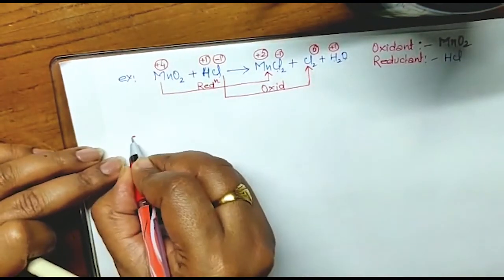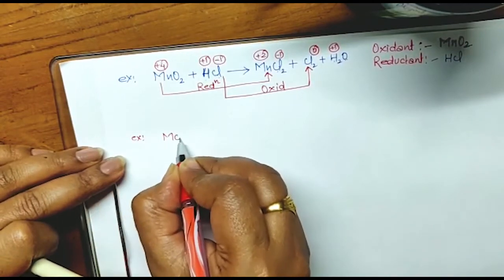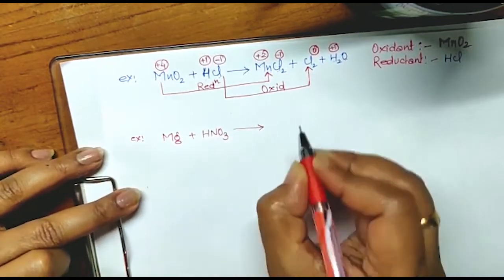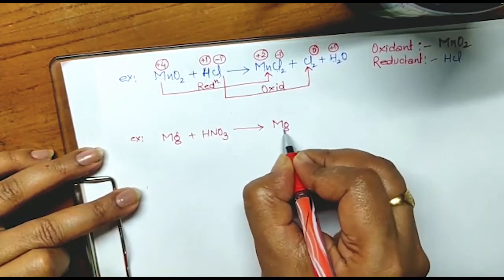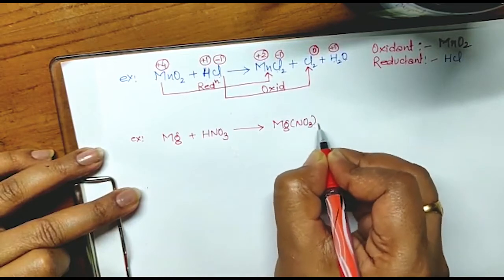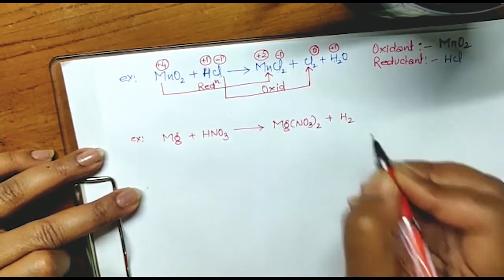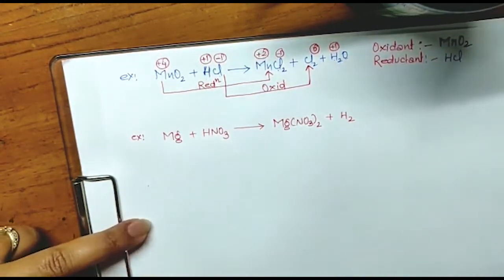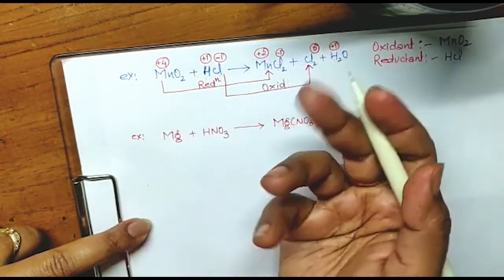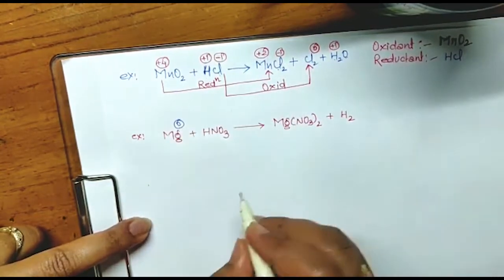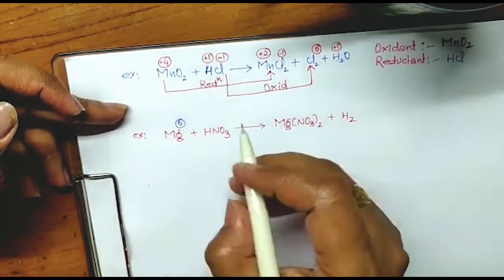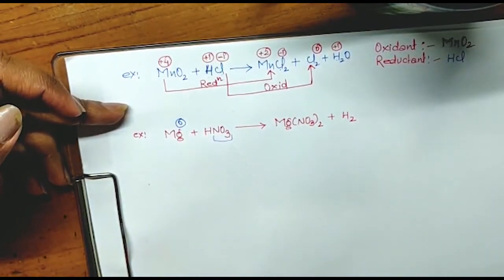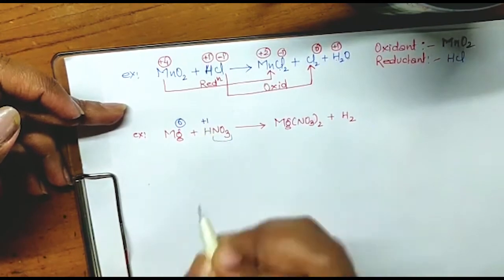Suppose that example 2. If I am giving you Mg plus HNO3 change into Mg(NO3)2 plus H2. Okay. So find the oxidation number. Mg is here in free state. So 0 charge, isn't it? And in class 9th we know that nitrate NO3 is always having -1. So obviously this H will have +1.